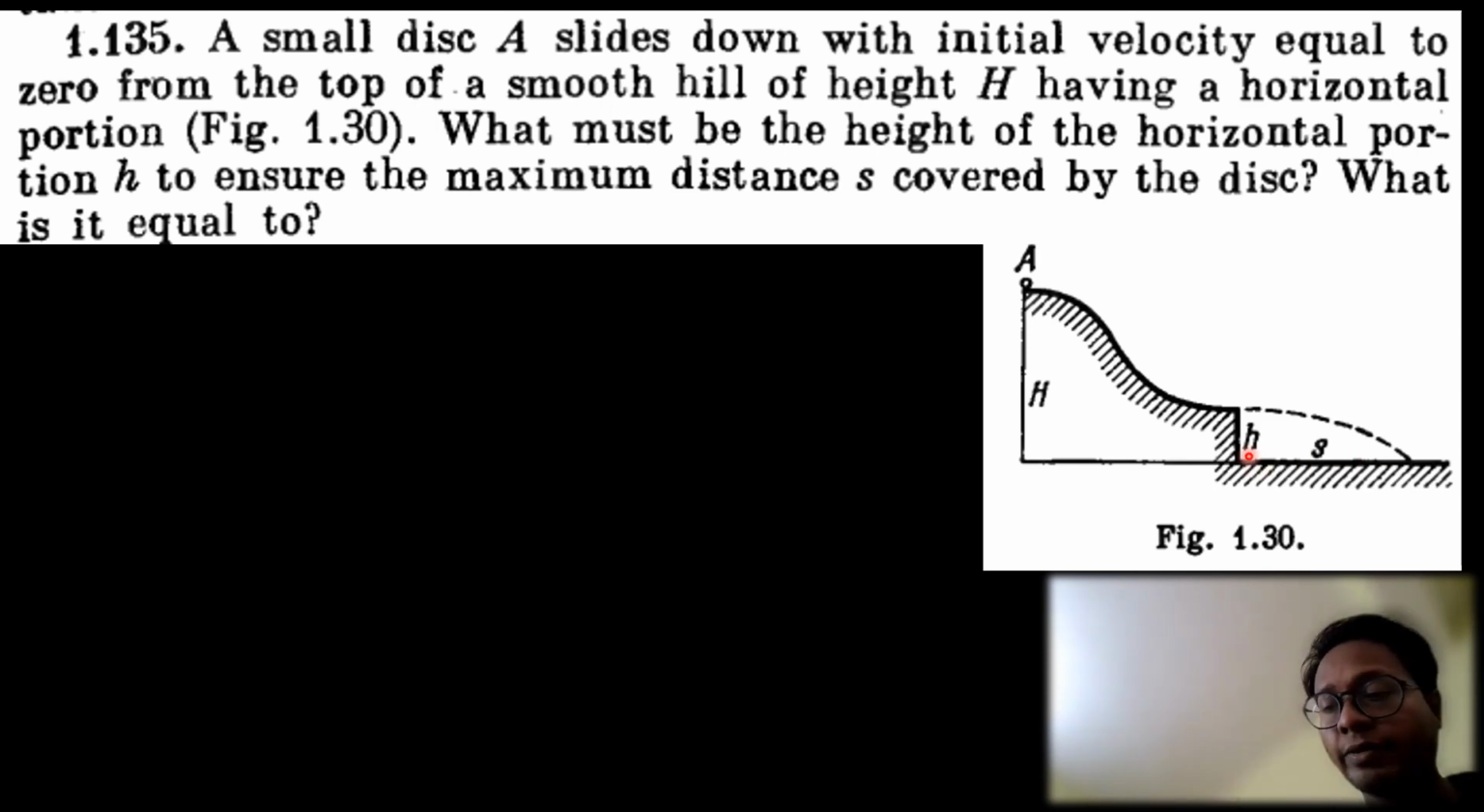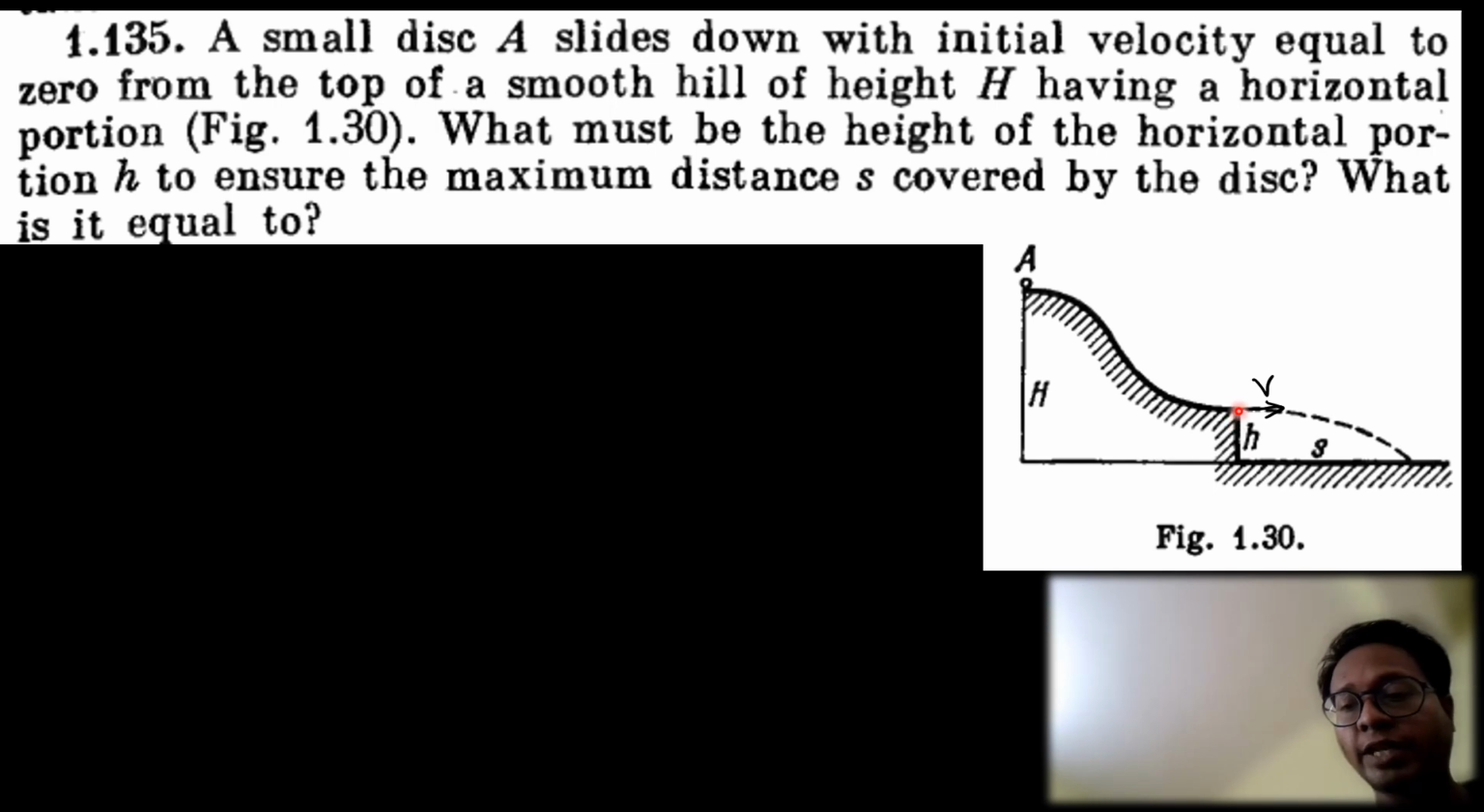To find the value of s, I need to assume something. Let me assume the velocity v here is equal to v. Now I don't know what the velocity is. My main objective is to find s in terms of this velocity.